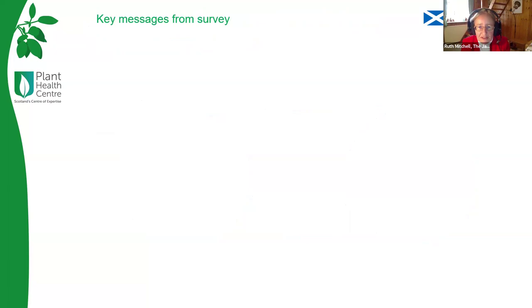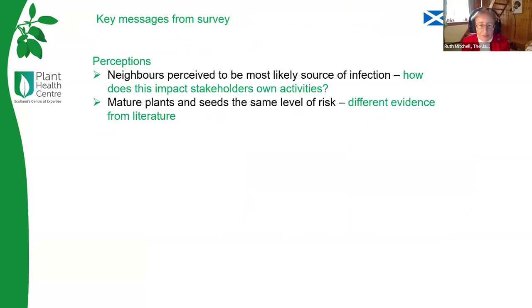So some key messages from the survey. In terms of perceptions, I think it's interesting that people perceive that their neighbours are the most likely to be a source of infection, not their own activity. There is also the issue of whether people are assessing the risks accurately, with mature plants and seeds being assessed as the same level of risk.